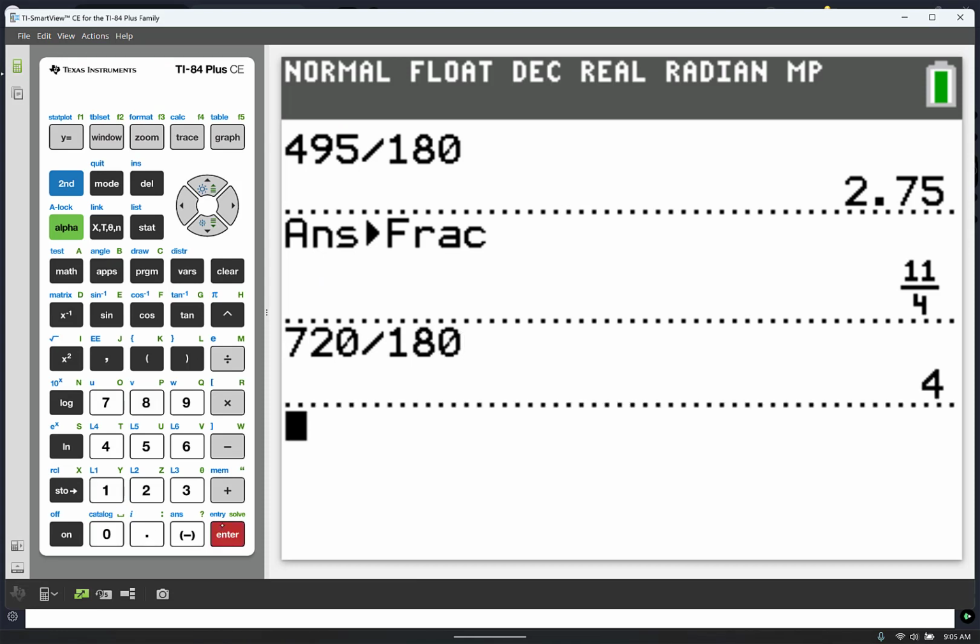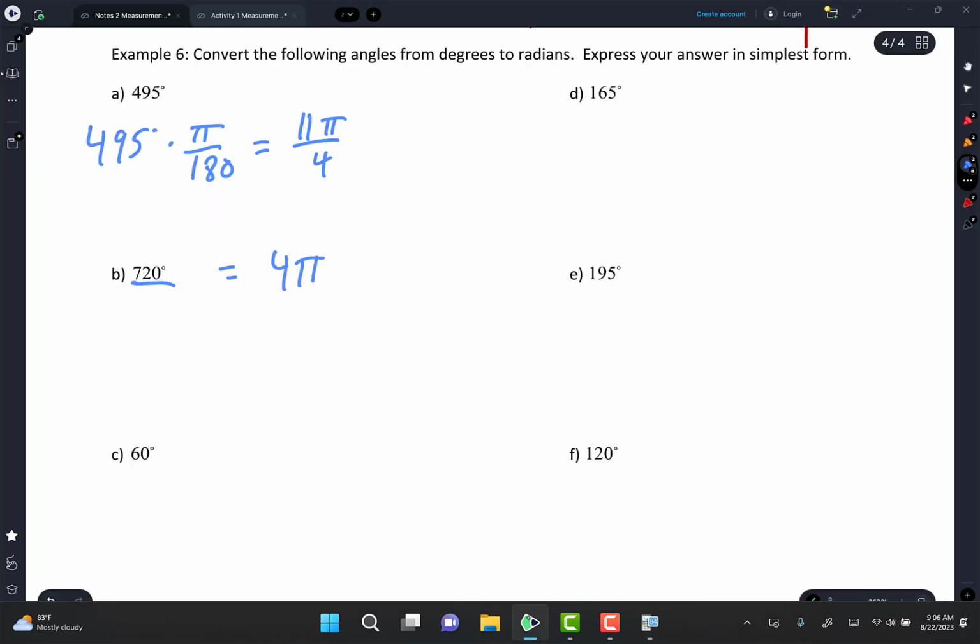See? 4. And then just put the pi. All right, letter C. 60 degrees times pi over 180. I know that 6 goes into 18 3 times. So this is pi over 3. No more degree symbols. It's a radian. Are we okay, guys? Okay.